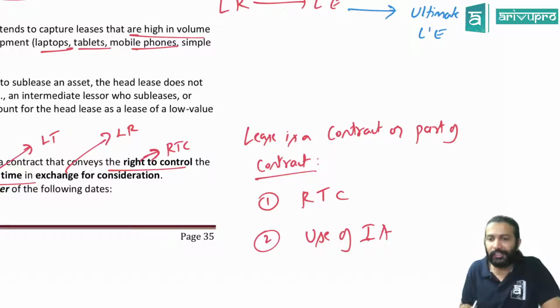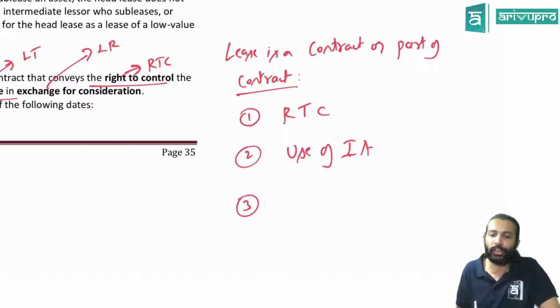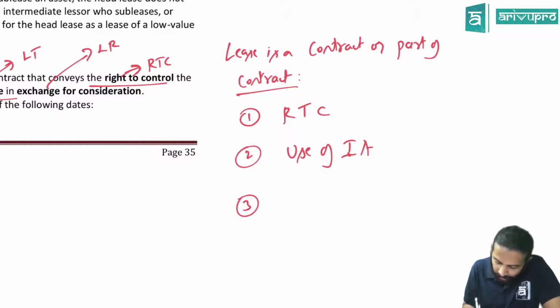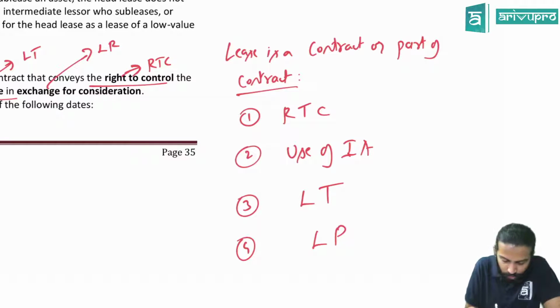How to use that identifiable asset? For that, he has a control. Yes or no? This right to control, he'll get it forever or for a certain duration, an agreed time period. That we call it as lease term. And in return, he has to pay something. That we call it as lease rental or lease payment, LP. So if these 4 features are there, then you will call it a lease. Otherwise, it can't be a lease.